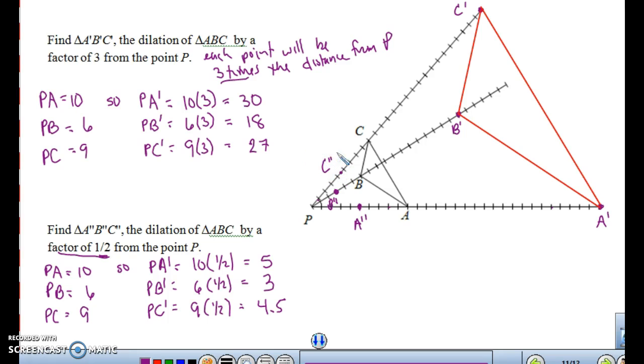There's C double prime. If I connect my points, let me do this one in blue so you can see which one I'm doing. All right, there's my points. Notice that my triangle, because the dilation factor was a half, is half as large as ABC and also half the distance from P. So with an enlargement with a factor of 3, it will be larger by that factor and that many times as far from P. And this one, because it's half, will be smaller because it's a fraction, and it'll be closer to P.